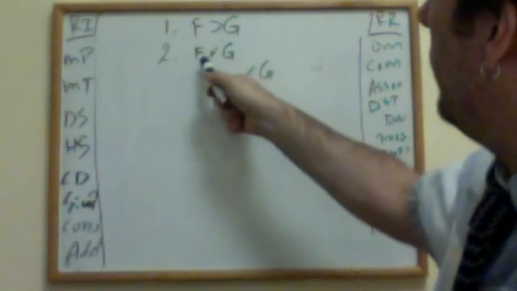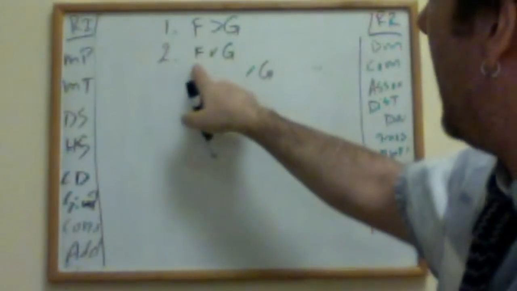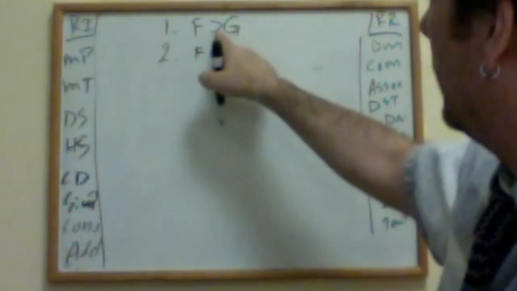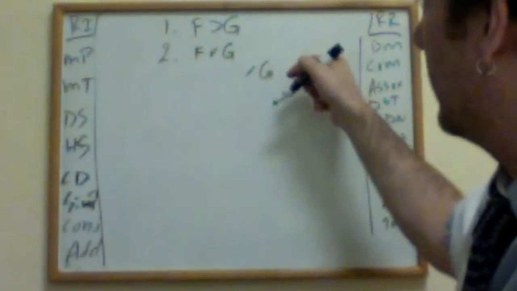Let's see what we can do. Well, let's see what we can do here. One thing that we can see that we can do right off the bat is we can turn this into a condition, and that might give us a way of dealing with this.